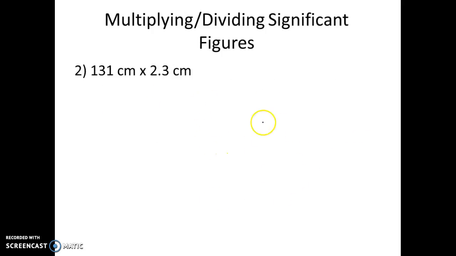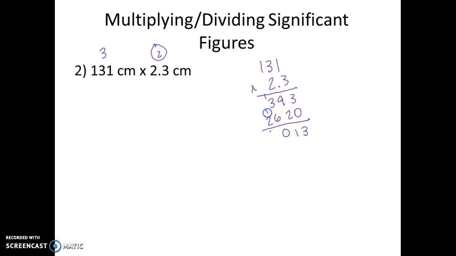Another example with our multiplying and dividing, we have 131 that has 3, 2.3 which has 2, so our answer can only have 2. So 131 and 2.3, 3 times 1 is 3, 3 times 3 is 9, 3 times 1 is 3. We need a placeholder. 2 times 1 is 2, 2 times 3 is 6, and 2 times 1 is 2. Again, we are going to add this up, and we get 1 decimal place for this, so we have 301.3.